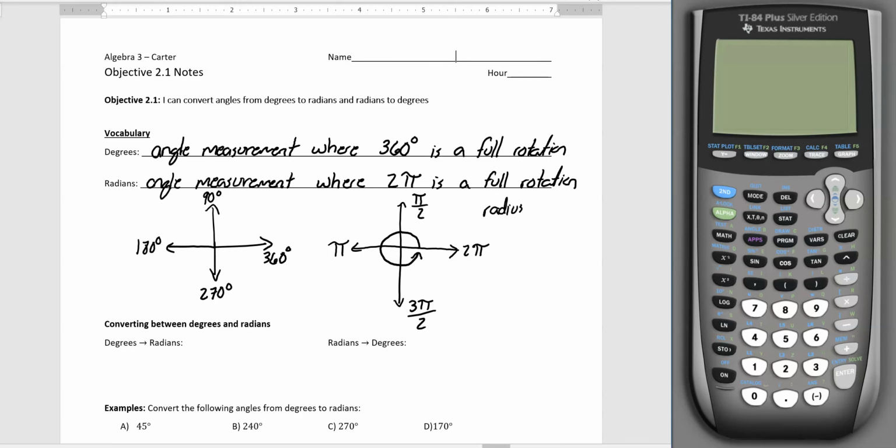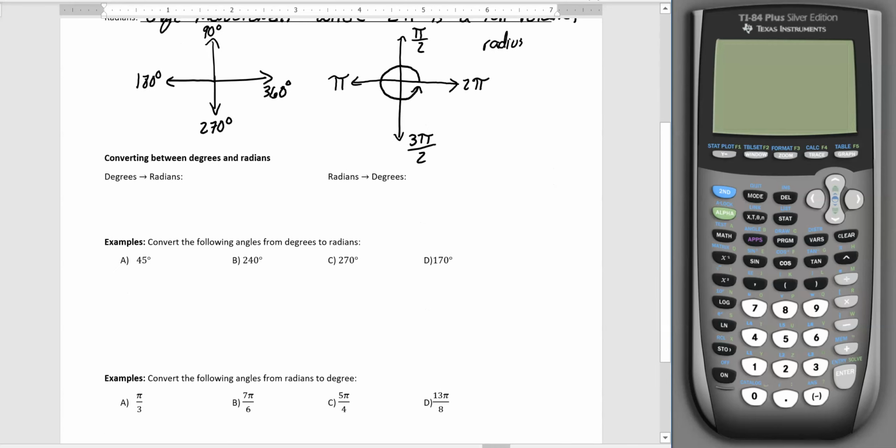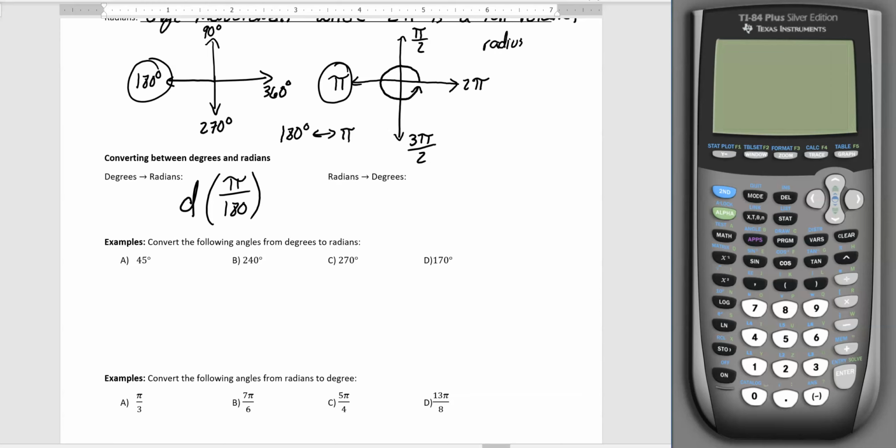So now that we know what these mean, let's talk about converting between the two. If I have a measure in degrees, remember that 1 pi is equal to 180 degrees, and that's our key ratio. A 180 degree angle is the same as pi in radians. So if I have a measurement in degrees, I would multiply it by pi over 180. If I have a measurement in radians, I would multiply it by 180 over pi.